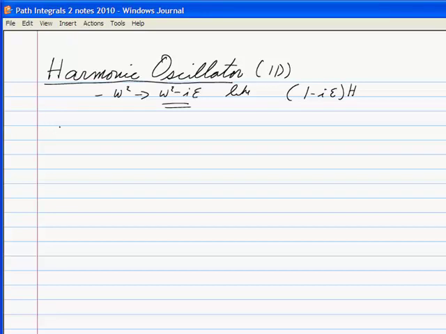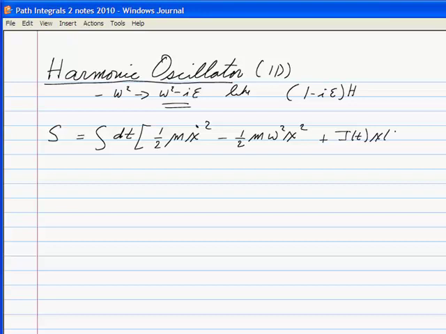So the action, which is the integral of the Lagrangian, which sits in the exponent there, is 1/2 m x dot squared minus V, which is 1/2 m omega squared x squared. And then I'm going to add this j of t x of t source, because I want to do that in the functional integral.